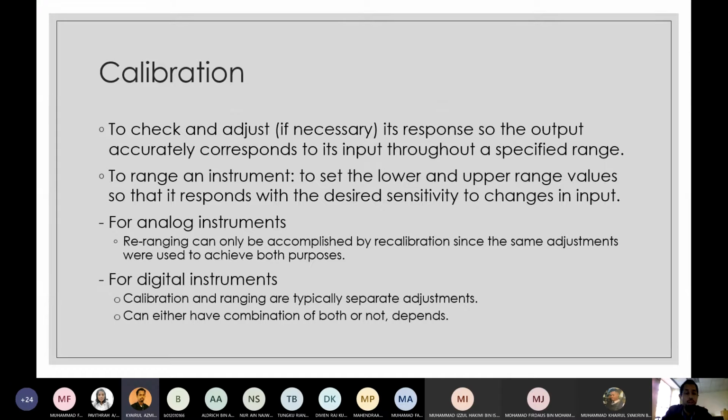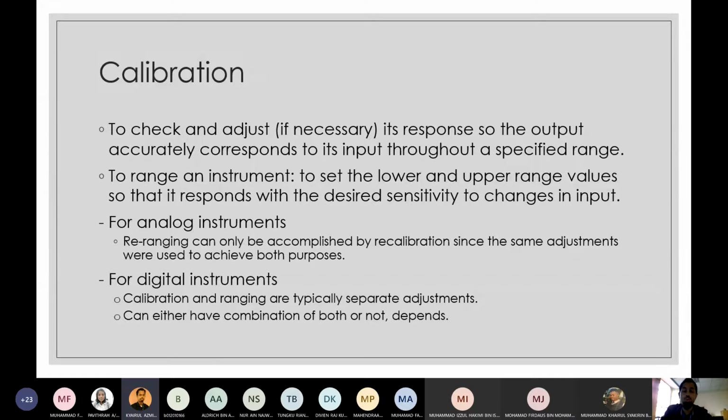Okay, what is the definition of calibration? Basically, it's to check and adjust, if necessary, the response of a measuring instrument so that the output corresponds to the input throughout a specified range. Okay, that is the technical term. Basically, when we calibrate, we want to make sure that our measurement is correct. That's the essence of it.